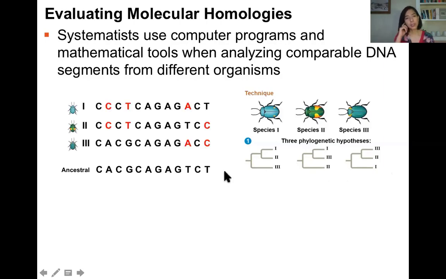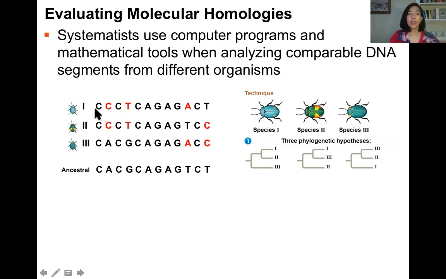Now let's imagine that we sequence a piece of DNA, a piece of a gene, and then we have these letters. In this case, we also have a sequence from the ancestor, the ancestor from which these species evolved. The ancestor of these 3 species will be located right here in this phylogeny. And this is the sequence, CACG, CAGAGT, CT. In red, we have substitutions that appear in each of these lineages.